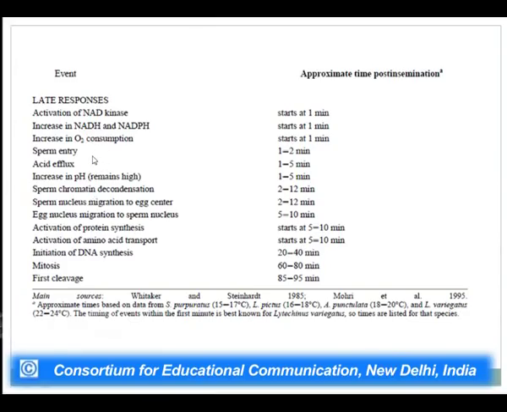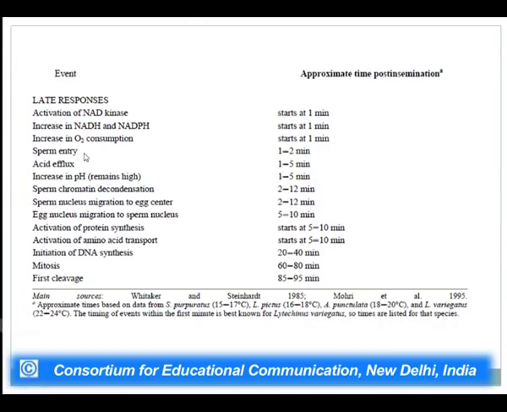This calcium release has a later effect also, which causes the increase in the late responses. So you can see in these late responses that there is activation of NAD kinase, which starts at 1 minute. There is increase in NADH and NADPH. This basically alters the lipid metabolism of the cell. There is higher consumption of oxygen that is started, so there is a respiration burst that occurs. So there is oxygen consumption that increases.